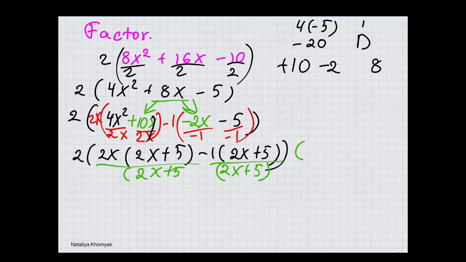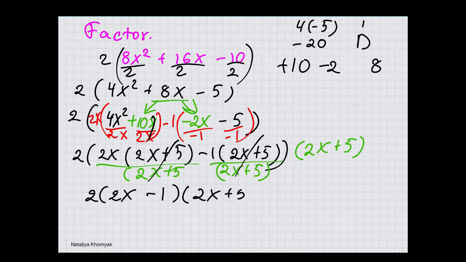Whatever goes in denominators goes on the outside. This cancels, this cancels. So this whole thing will simplify into 2 times 2x minus 1 times 2x plus 5. And this is our solution.